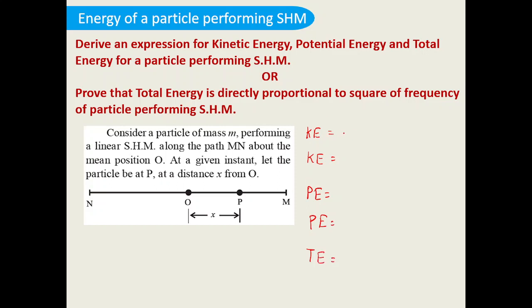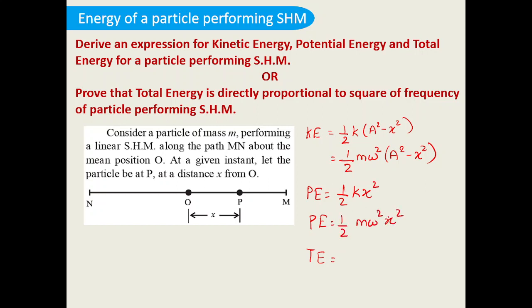Kinetic energy is given by half k (a square minus x square). This is equal to, representing k as m omega square, half m omega square (a square minus x square). Potential energy is given by half k x square. Also potential energy is equal to half m omega square x square. Now see, the x will change. Here the x value is less, here x value is more, and here the x value is going to be maximum, and this is going to be the amplitude of the SHM, amplitude of the oscillation.